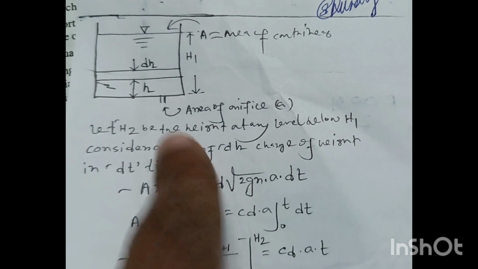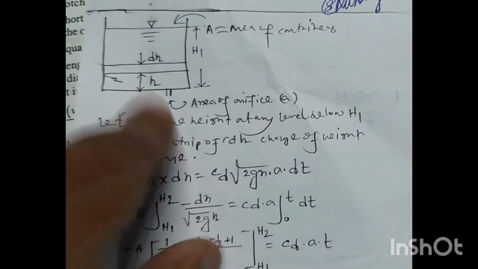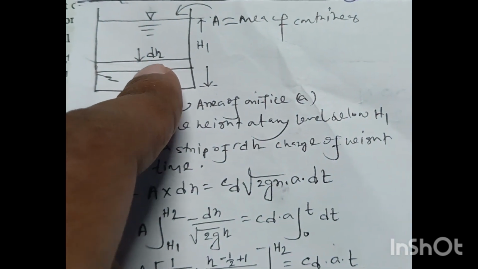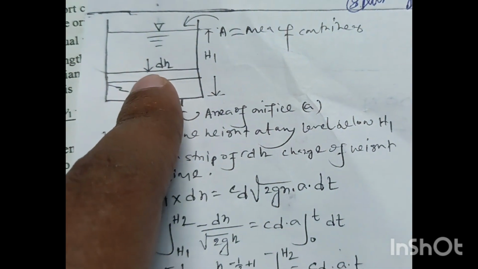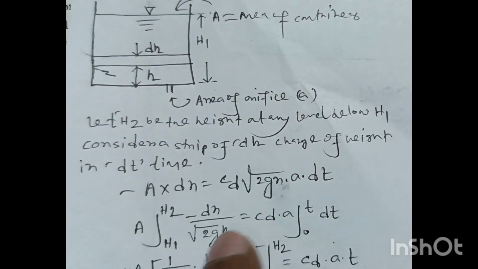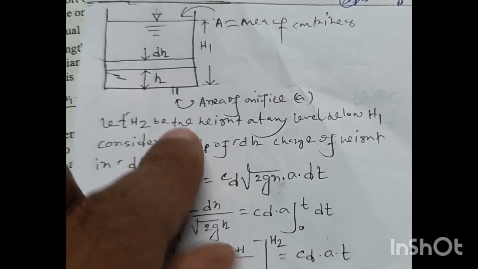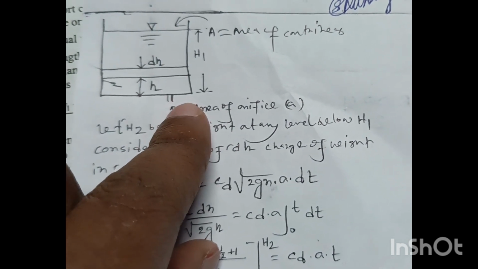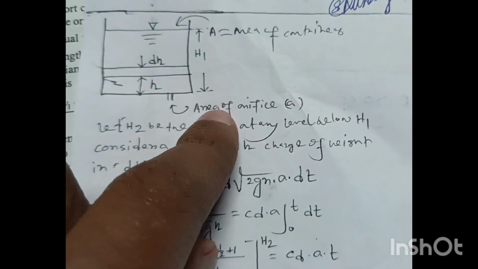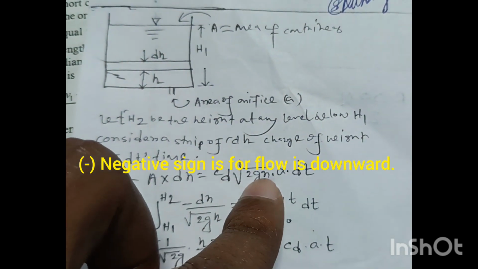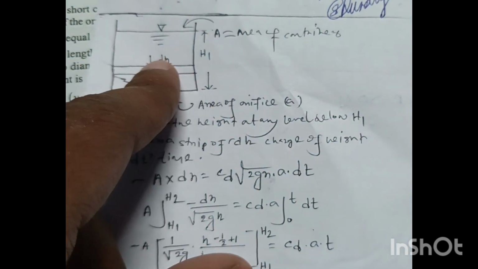So if we equate the volume of water through this strip and through this orifice, dh into area of this container is equal to the volume passing through the orifice. And that will be equal to the discharge formula of this orifice, Cd into root over 2gh into a, and the time dt.